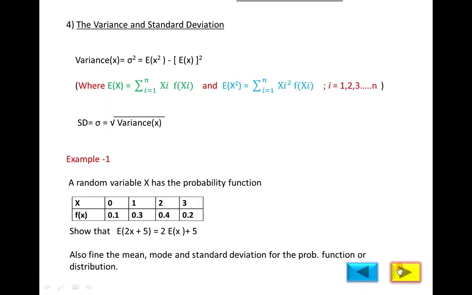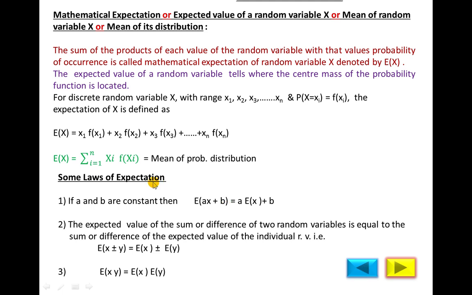And the fourth law is to find the variance and standard deviation. Variance and standard deviation are related: if you take the square root of the variance, you will obtain the standard deviation. The formula of the variance, sigma square being the notation for variance, is E(x square) minus E(x) whole square. This E(x) is the same as the formula of the mean: E(x) is equal to the sum of xi f(xi), as you have written in this same formula.